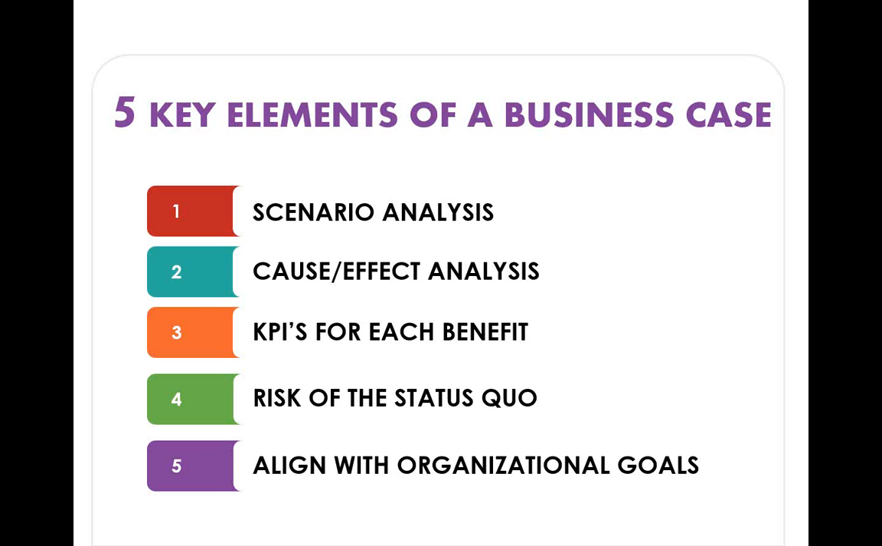So think of it this way. Here's a scenario analysis. In other words, we're going to define success. This is what we think it's going to look like. Here's all the elements of success. That's the cause effect. And KPIs, here's how we're going to know we've been successful. Okay, so that's the first three pieces. That's the description of success and the measurement. And then the fourth piece is, well, if we don't do this, these are the risks. And then the fifth piece is an alignment with organizational goals.